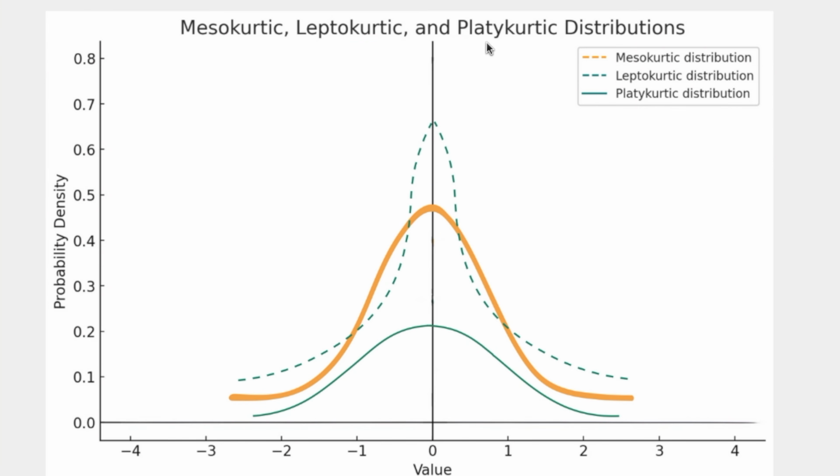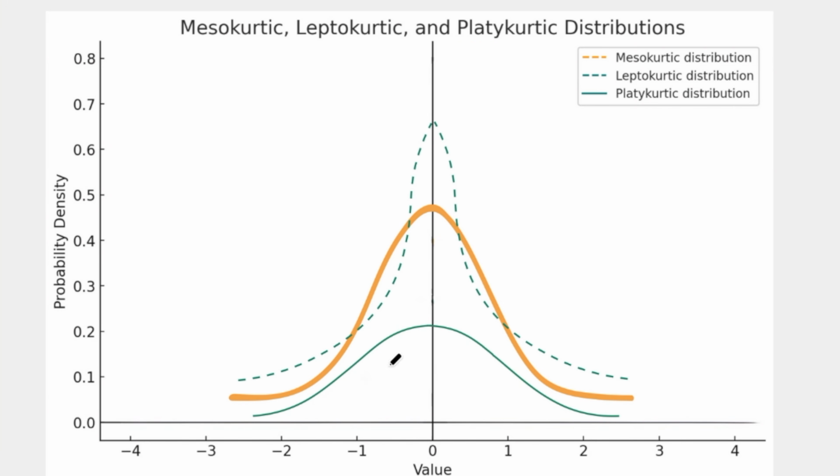Second is platykurtic. This distribution is flatter than the normal distribution. It has thinner tails, meaning fewer extreme values. Think of a wide, flat peak with short tails. This indicates less frequent extreme deviations from the mean. In the diagram, the platykurtic distribution looks more spread out and less peaked.